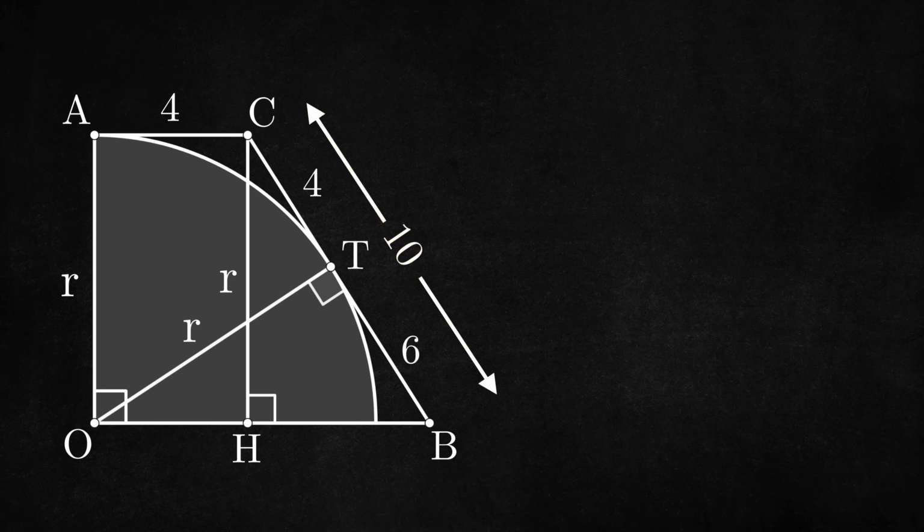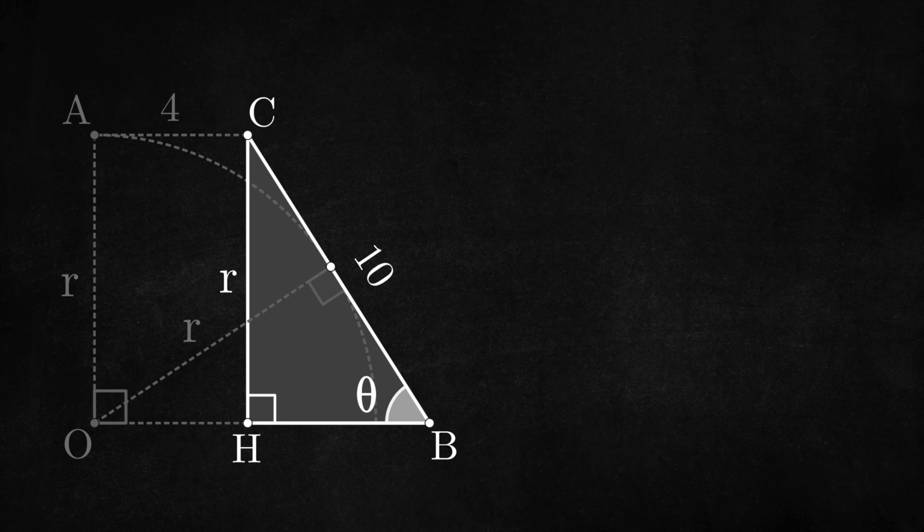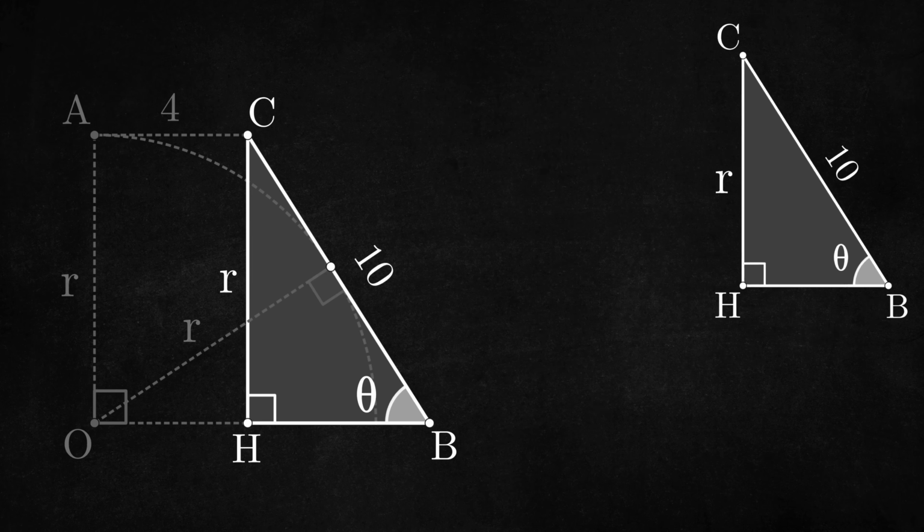And then here's the secret detail we need. Let this angle measure be theta. Obviously, we have formed the right triangle CHB with a leg measure R, hypotenuse of 10, and two angles that measure 90 degrees and theta. Let's take this triangle to the side for now.